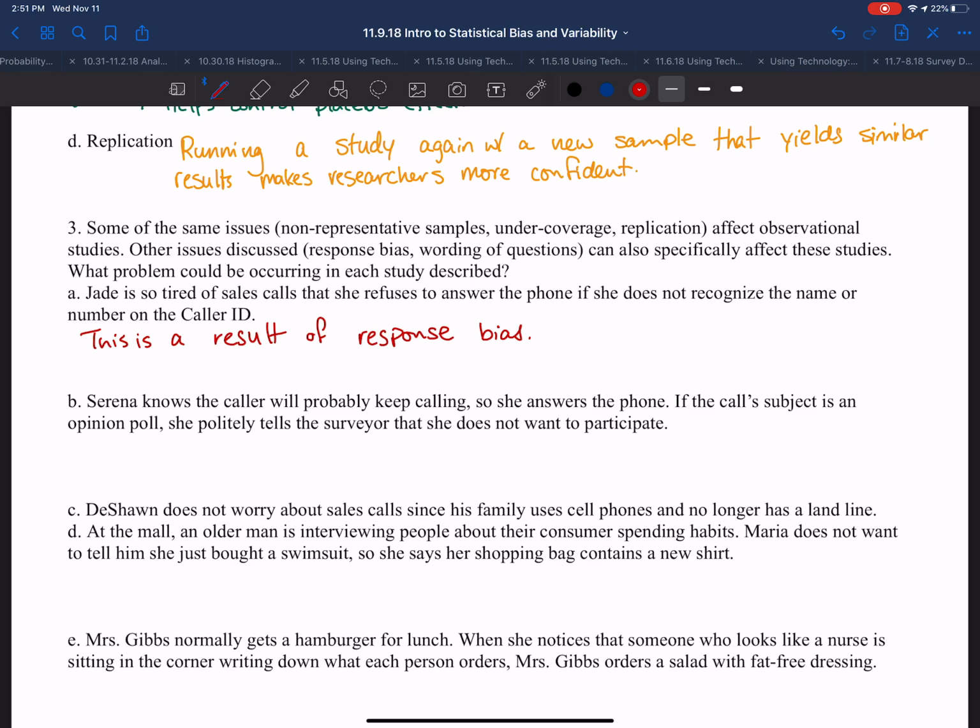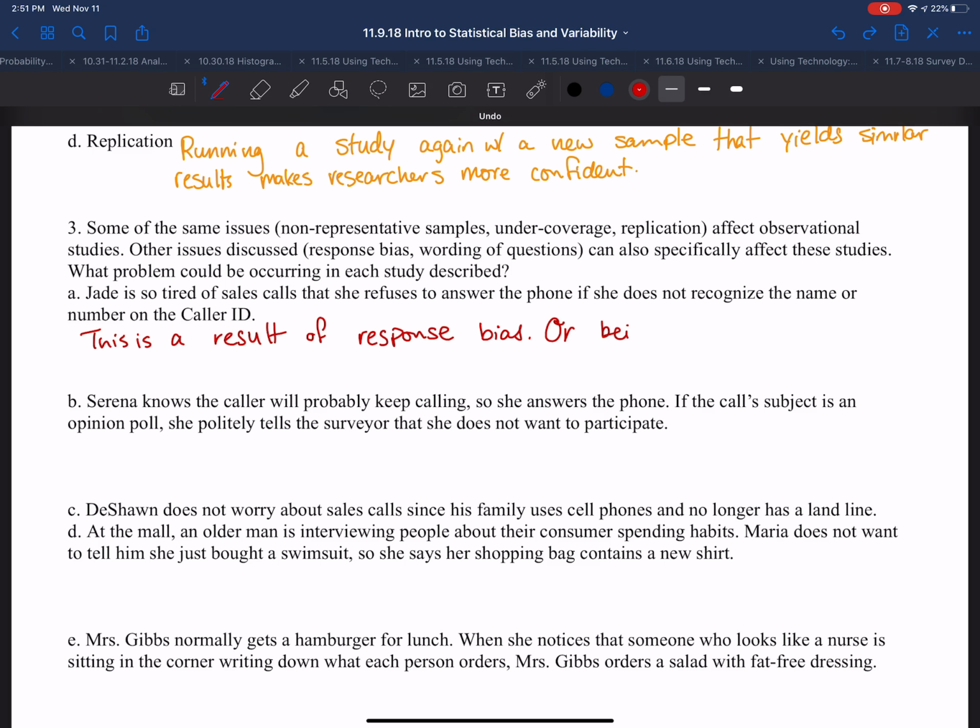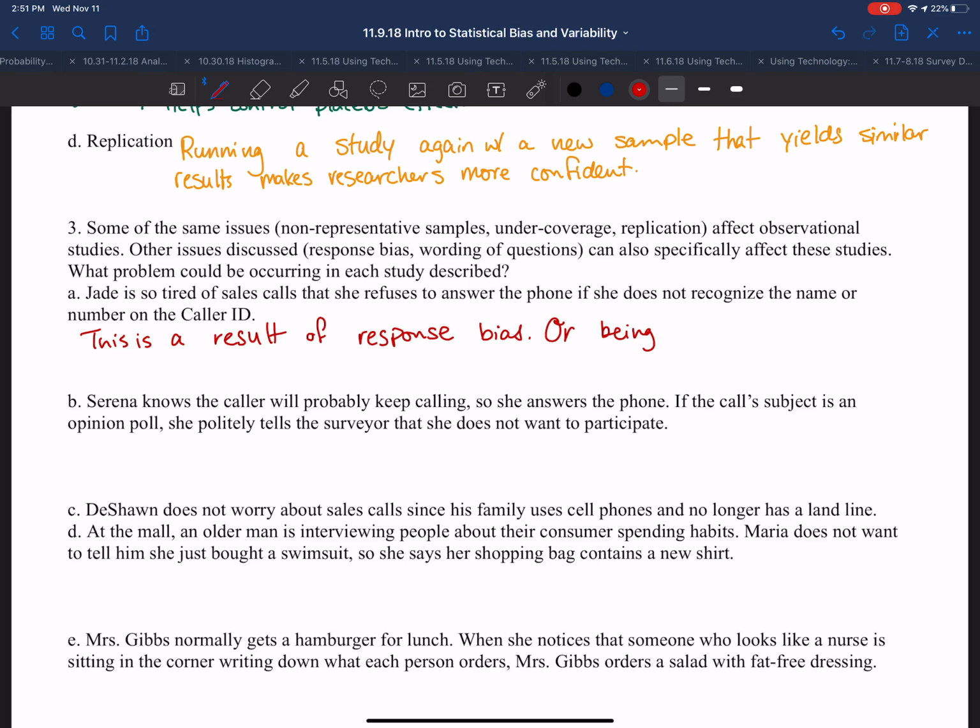And then another thing it could be is being a non-representative sample.